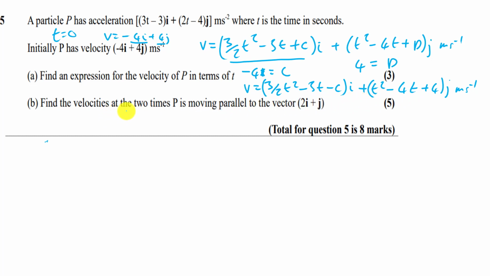So it says find the velocities at the 2 times p is moving parallel to the vector 2i plus j. So it's going like this, 2i plus j. So it's parallel, so it's going to have some kind of coefficient there. Now this might be the part you struggled with, or did we get there?